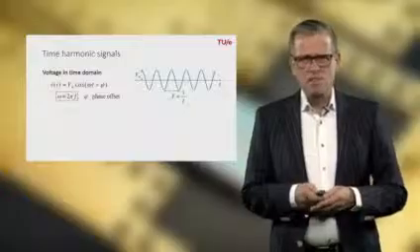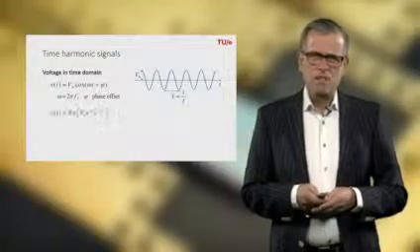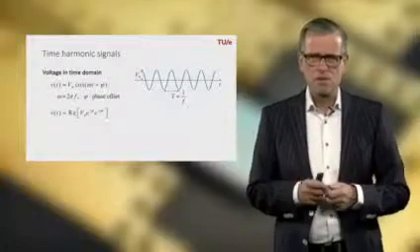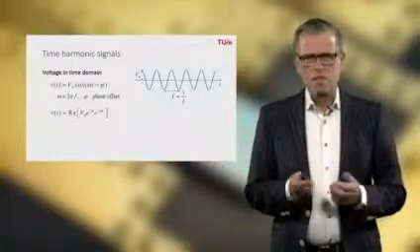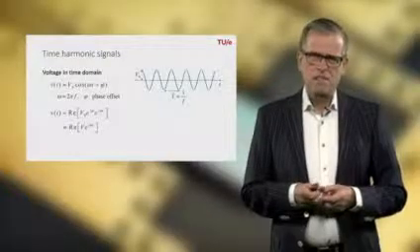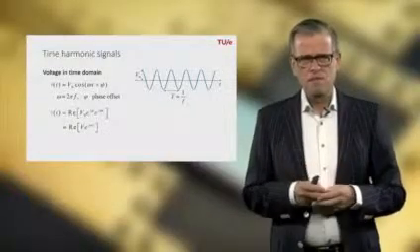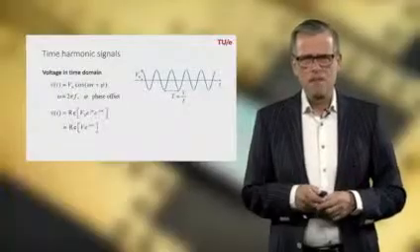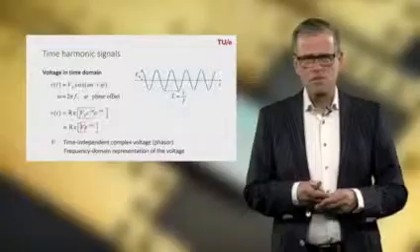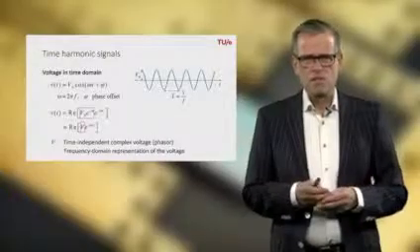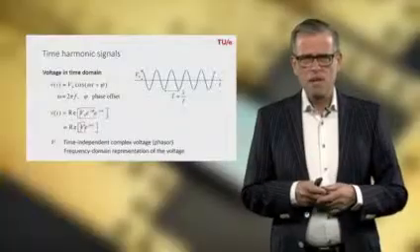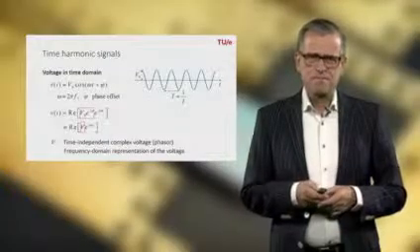This time domain representation can also be expressed as the real part of some complex representation of the voltage. And this complex representation can also be written as a complex voltage, V times e to the power j omega t. And V is then known as the time-independent complex voltage, which is a phasor. And actually, V is the frequency domain representation of the voltage.